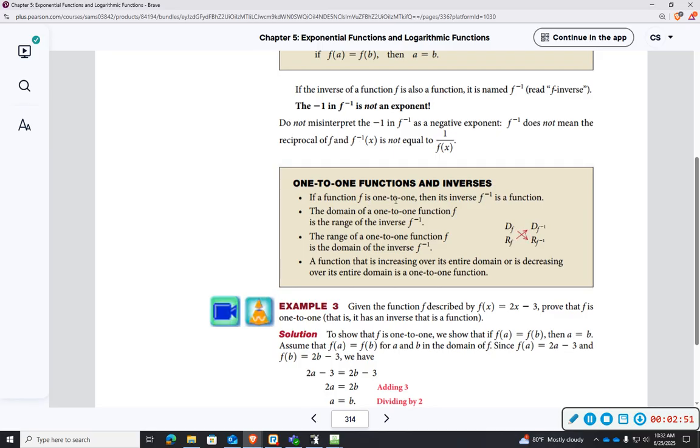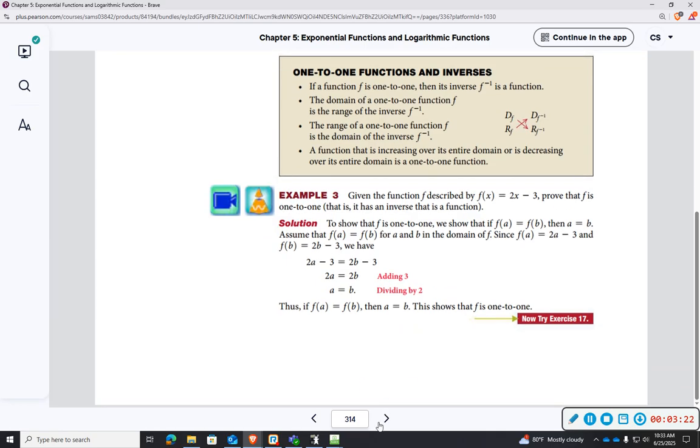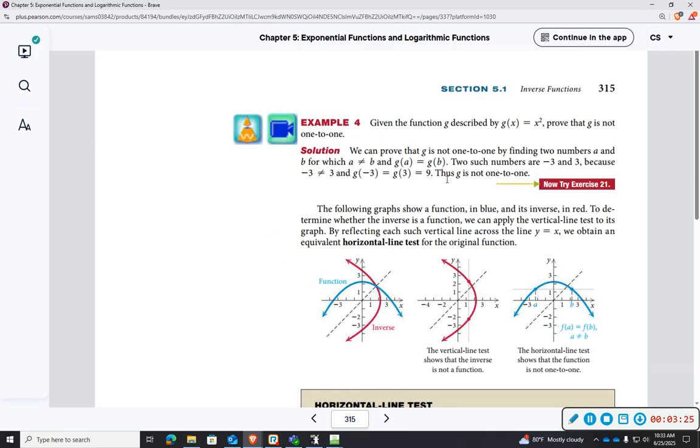It says if a function is one-to-one, then its inverse is a function. The domain of a one-to-one function is the range of the inverse. So again, if you swap x and y, the same thing happens with the domain and range. And then it says a function that is increasing over the entire domain, or is decreasing over the entire domain, is a one-to-one function. So those are just some of the properties that you want to be aware of.